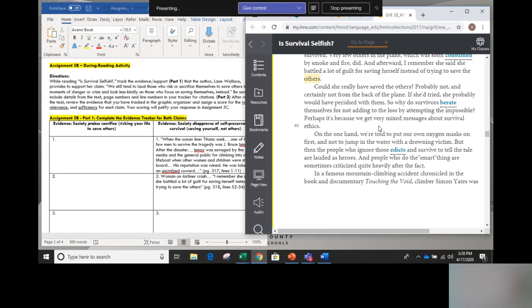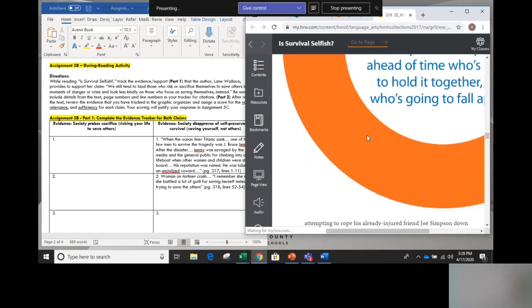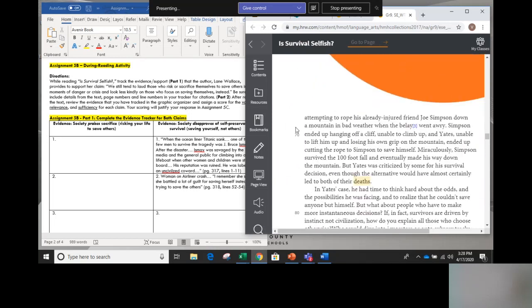In a famous mountain climbing accident chronicled in the book and documentary Touching the Void, climber Simon Yates was attempting to rope his already injured friend Joe Simpson down a mountain in bad weather when the belay went awry. Simpson ended up hanging off a cliff, unable to climb up, and Yates, unable to lift him up and losing his own grip on the mountain, ended up cutting the rope to Simpson to save himself. Miraculously, Simpson survived the 100-foot fall and eventually made his way down the mountain. But Yates was criticized for some of his survival decision, even though the alternative would have almost certainly led to both of their deaths. So there's another example that we can use.